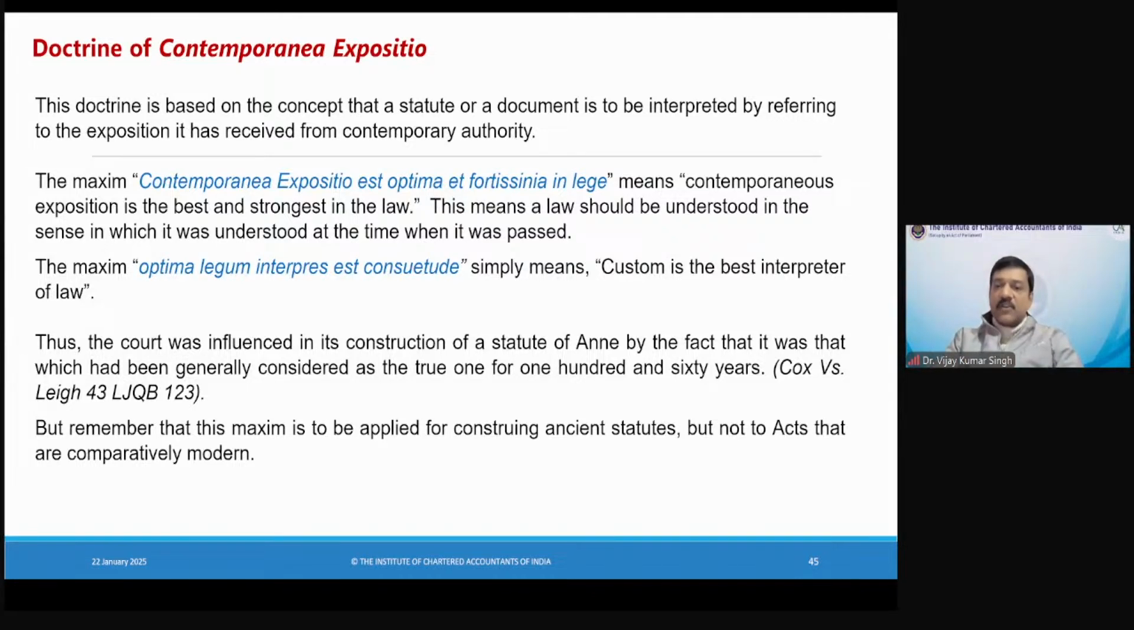So this means the law should be understood in the sense in which it was understood at the time when it was passed. You have to see when the legislation was passed, what was the objective it sought to achieve. If you have a legislation which was passed in 70, see and conceptualize that particular area when you are looking at the circumstances under which the law was passed. And accordingly, you have to interpret the law at present.